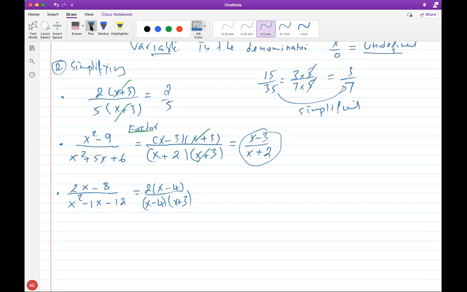Okay, let's factor in. What do we cancel now? What cancels after factoring? X minus 4. That's right, those can be crossed out. So we end up with x plus 3. Again, you see how simple this looks compared to this one. So that's the purpose of simplifying. Always simplify your rational expressions.